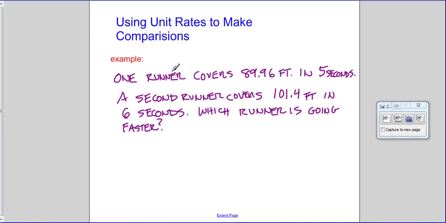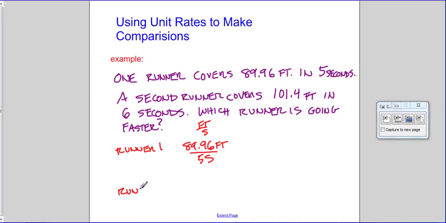Okay, second example. One runner covers 89.96 feet in 5 seconds. A second runner covers 101.4 feet in 6 seconds. Which runner is going faster? So for runner 1, what we want is feet per second here. Notice we have feet here and seconds here. So I'm going to write for runner 1, he or she goes 89.96 feet in 5 seconds. I'll let S represent seconds.